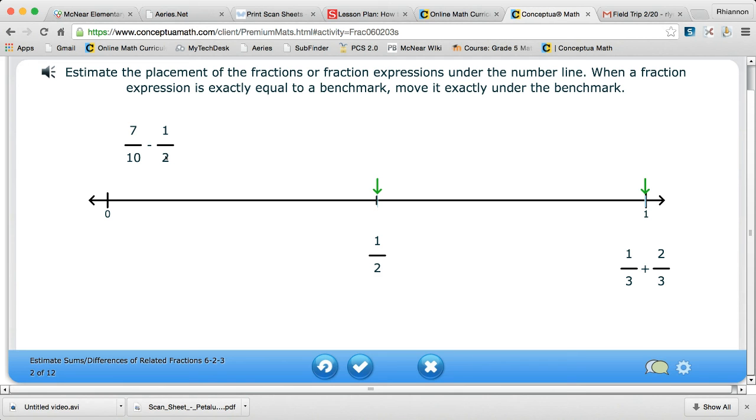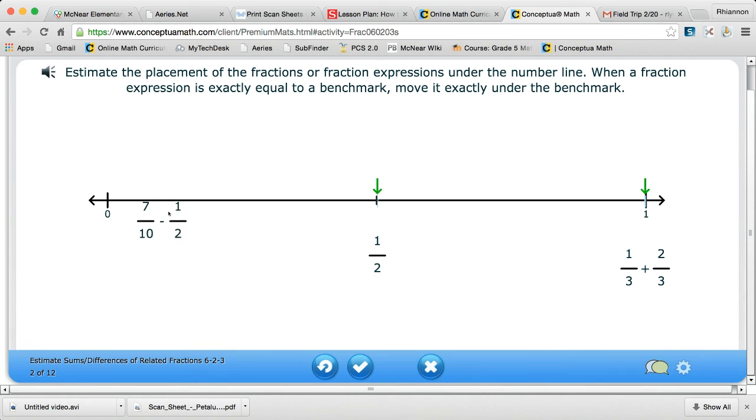Now our last fraction expression, 7/10 minus 1/2, my denominators are not the same, but I can easily turn a half into tenths, multiplying it by 5/5. So 2 times 5 is 10, and 1 times 5 is 5. So I'm left with 5/10, which I hope I said that right. 5/10, so 7 minus 5 is 2. My denominator remains the same, and I have 2/10.